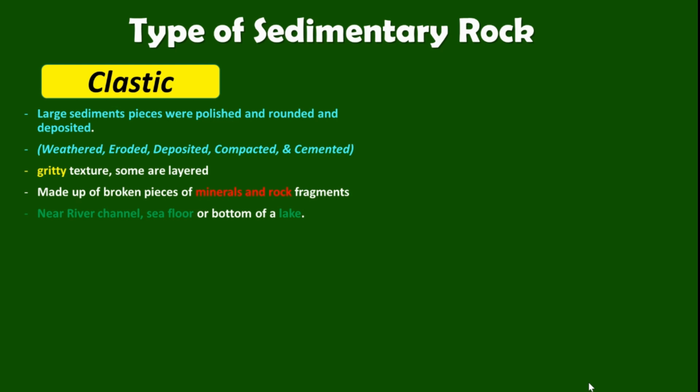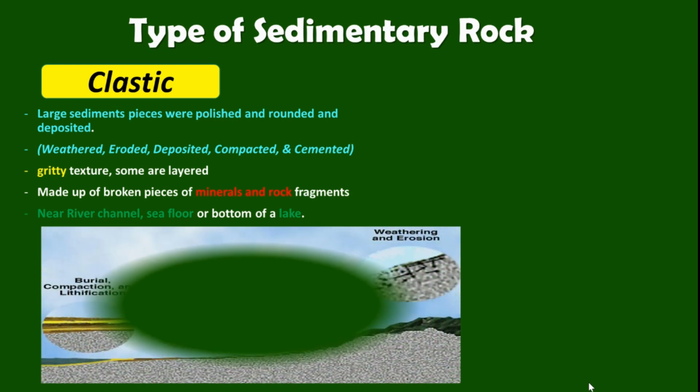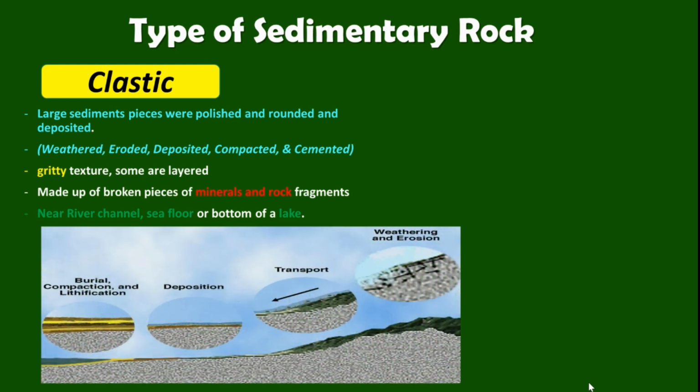Geologists identify clastic rocks according to clast size and shape. The conglomerate, for example, was deposited in a river channel. The large sediment pieces were polished and rounded as they bounced along the bottom of the channel. However, the angular fragments in the breccia probably weren't transported far because their sharp edges were not worn away.